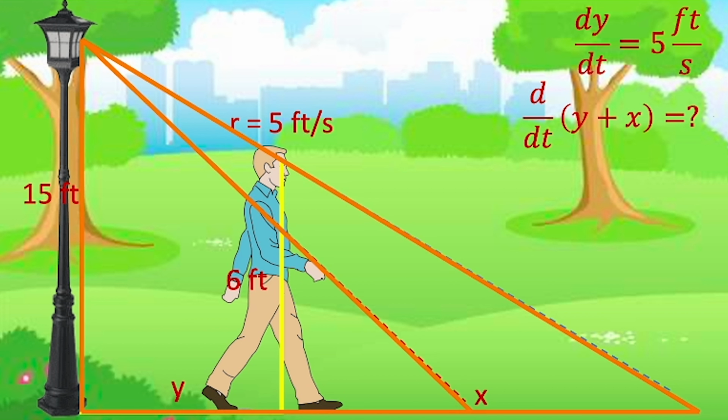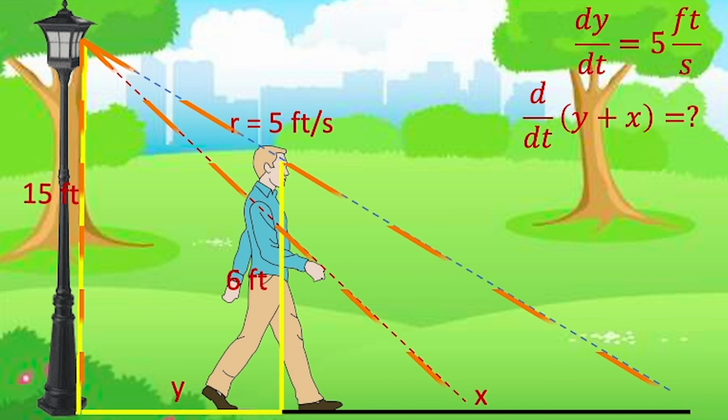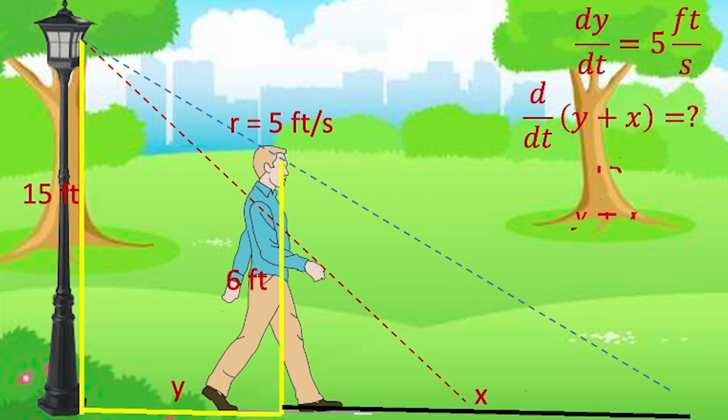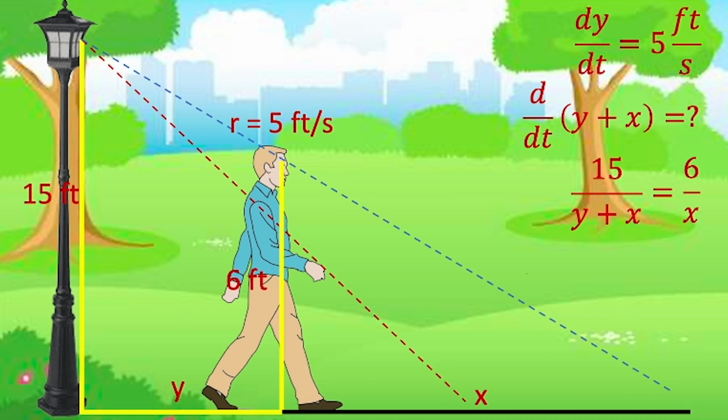Remember that we have already formed two right triangles. These right triangles are similar, thus we can compare their sides in a ratio. Let us compare the legs of the right triangles. From the larger triangle, we have 15 feet and y plus x. From the smaller triangle, we have 6 feet and x, thus making an equation of 15 over (y plus x) equals 6 over x.